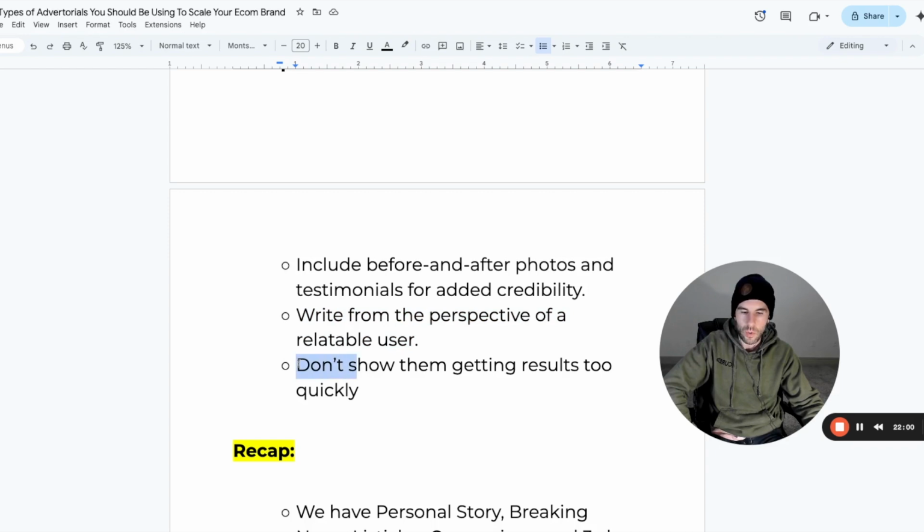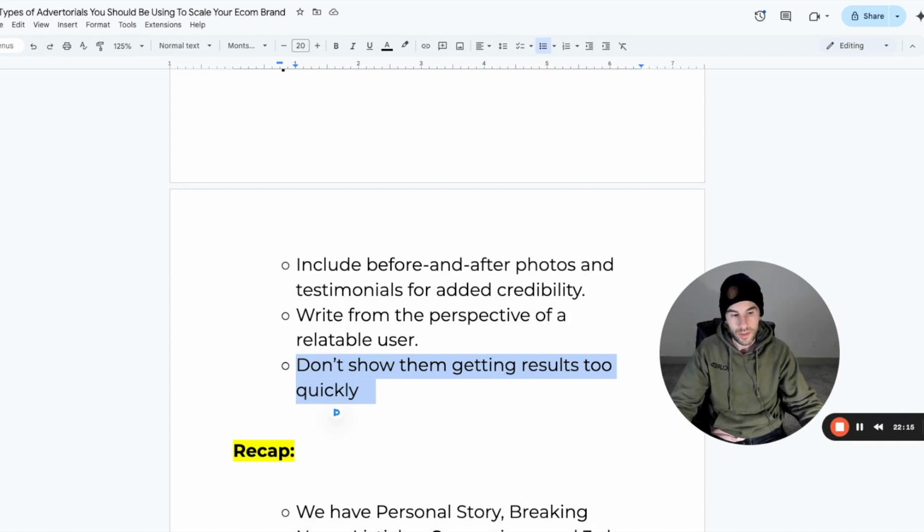And then don't show them getting results too quickly. That's one of the biggest things that I think people do. It's like, if you buy a product and they try it the next day and all their problems are gone, it's just highly unbelievable. So don't show them getting results too quickly. Make it a week, 2 weeks, 3 weeks, if you want to be super crazy or something along those lines, because it just makes them a bit more believable when you show somebody actually having to go a week or two without getting the result that they want.